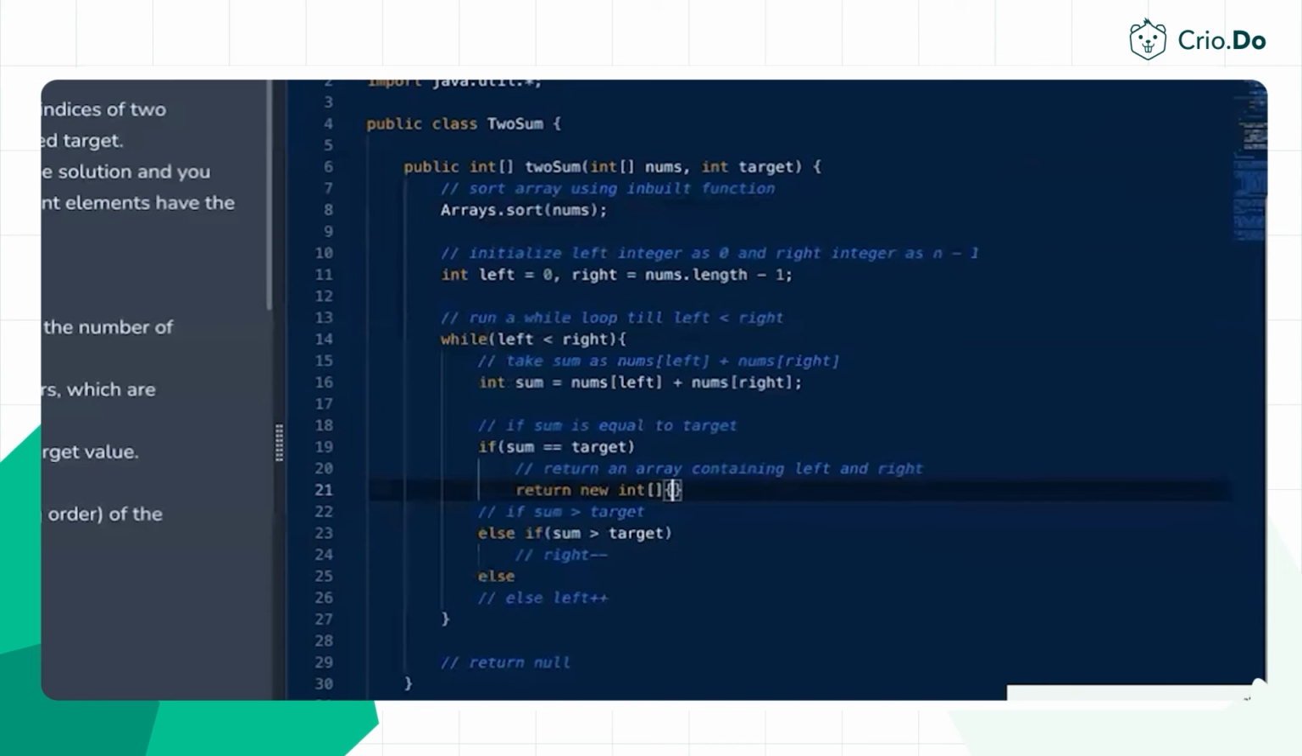You can directly write in the curly brackets that I need to pass two values, that are left and right. So it will automatically do what? It will automatically create an array of size two having the values left index and right index, and return it. So this is the short syntax.